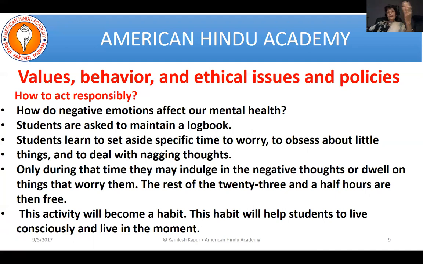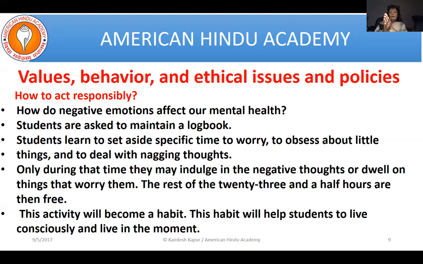So negative emotions affect mental health. And we mentioned which the negative emotions are. Students are asked to maintain a logbook. They learn how not to worry, how not to hate. So the whole day they can set aside for every other activity, but put a specific time to worry, to obsess, to hate, or whatever.